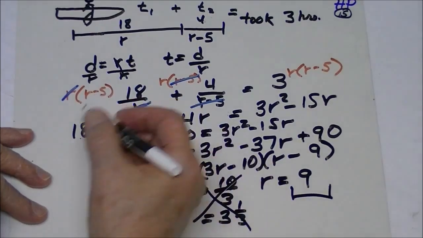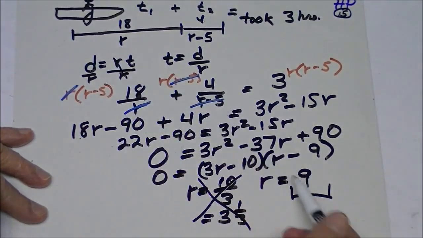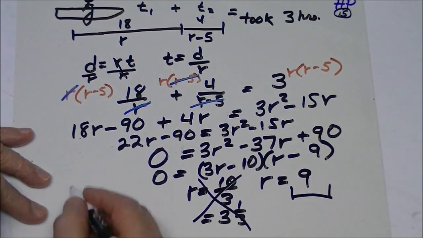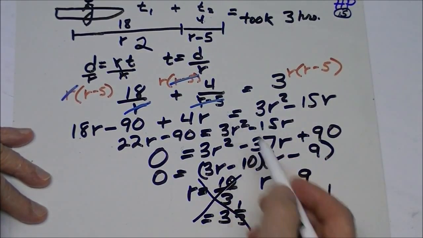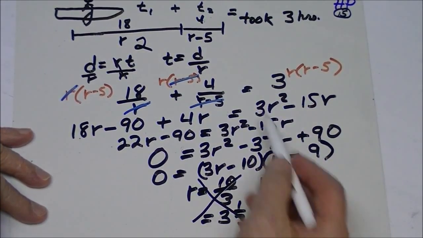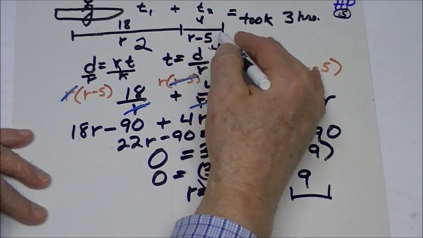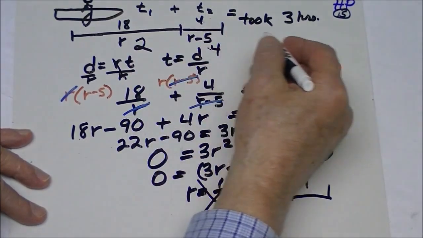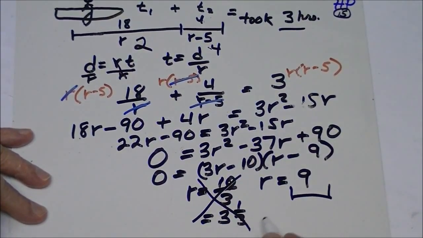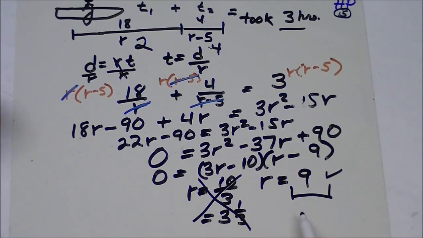So if I put 18 divided by 9, I get 2 over here. And if I subtract 5 from this, this is going to be 4. 4 divided by 4 is 1. So 2 plus 1 equals 3. So the 9 checks, and when I put it into the lab, it worked.